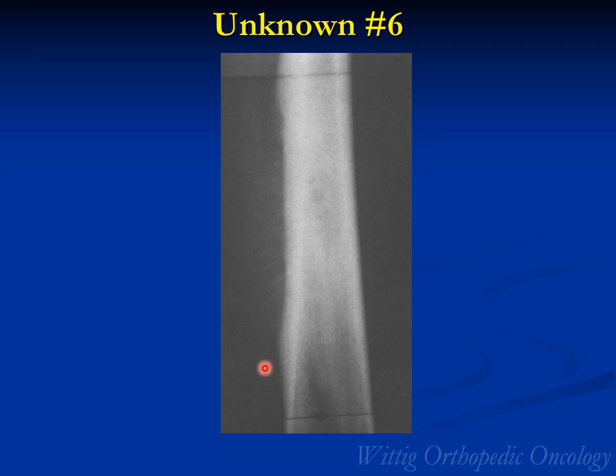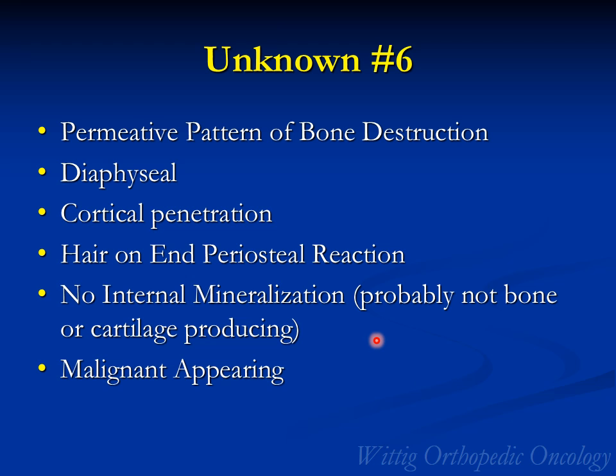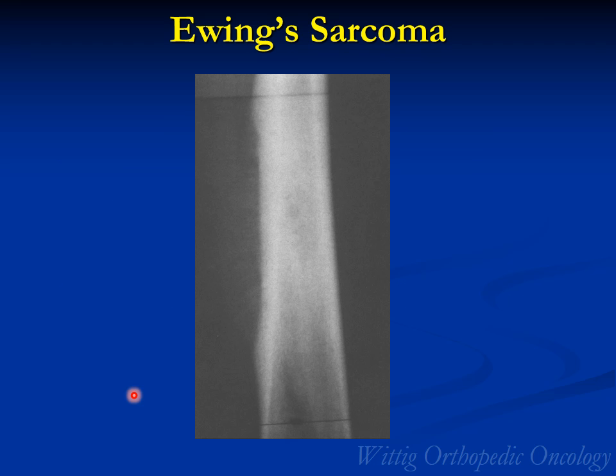It's unknown number 6. This is the X radiograph. Notice this area. There's a permeative pattern of bone destruction. The lesion is diaphyseal. There's cortical penetration. There's hair-on-end periosteal reaction, indicating it's probably malignant. There's no internal mineralization, so it's probably not a bone or cartilage-producing tumor, and it's malignant appearing. It's a Ewing sarcoma.